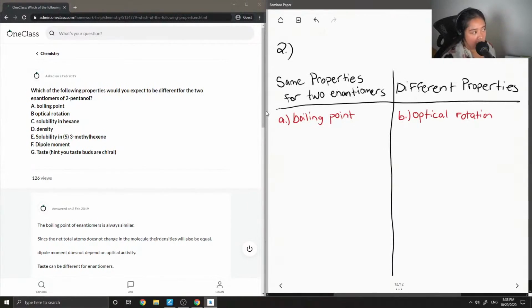Okay, so next we have solubility in hexane. So hexane is an example of an achiral molecule. So therefore, its solubility in hexane would be the same. Then I'll just put in brackets achiral. Density, so this is another example of a property that would be the same.